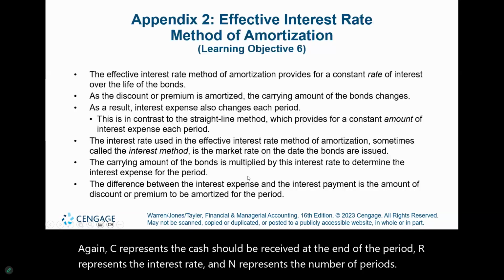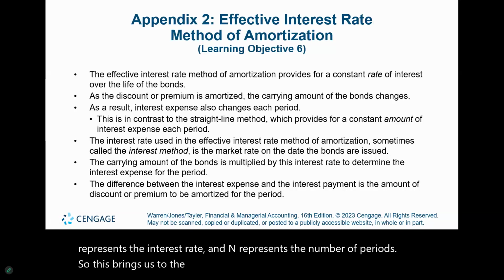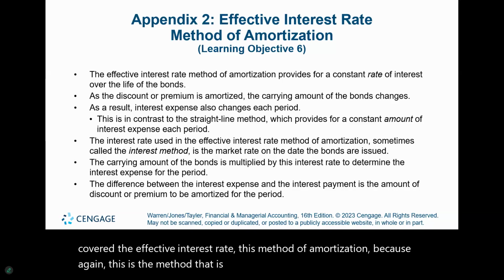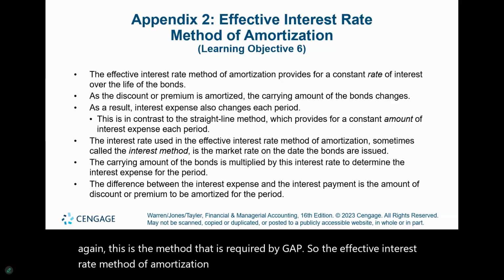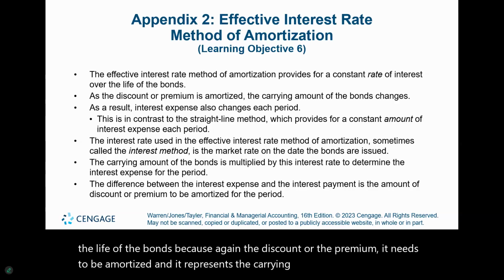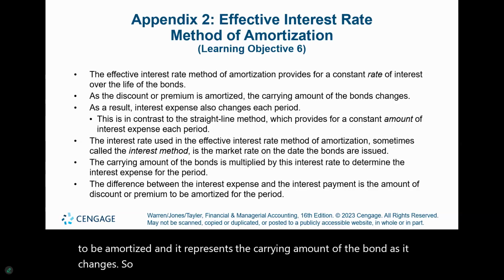So this brings us to the last section for this chapter. And in Appendix 2, we covered the effective interest rate method of amortization, because again, this is the method that is required by GAAP. So the effective interest rate method of amortization provides a constant rate of interest over the life of the bonds. Because again, the discount or the premium needs to be amortized, and it represents the carrying amount of the bond as it changes. So as a result, interest expense also changes each period.